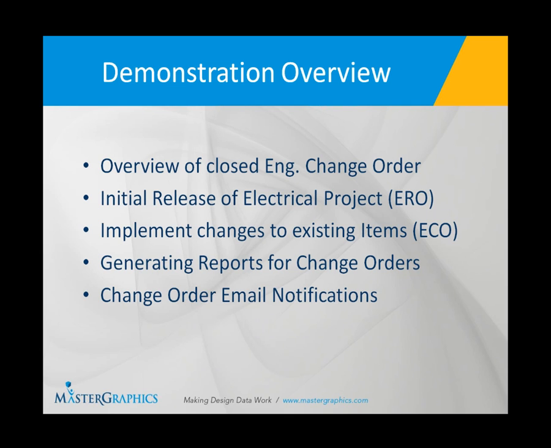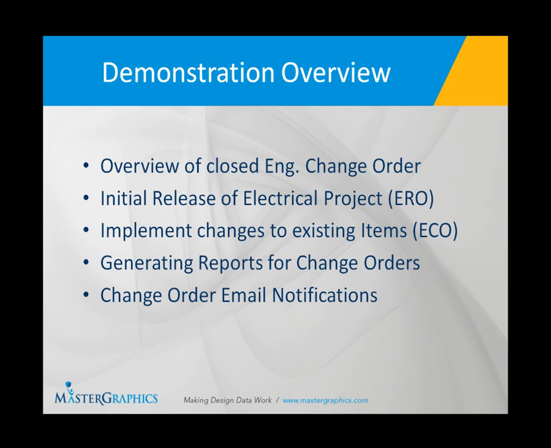Once we've done that ERO, we'll do an ECO, an engineering change order. And we're going to do a very simple change to an existing item. We're going to add some documents, modify the bill of material, and then when we're finished, we'll go ahead and release that to manufacturing as well. When we're all finished, I'll give you a chance to see some of the report generators that are available for change orders. So if you want to generate a report to see what types of change orders are active, which ones are closed, what the states are for the change orders, you have the ability to do that.